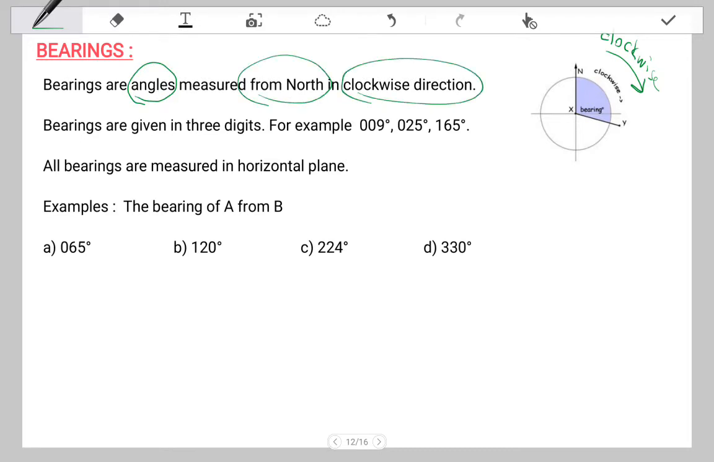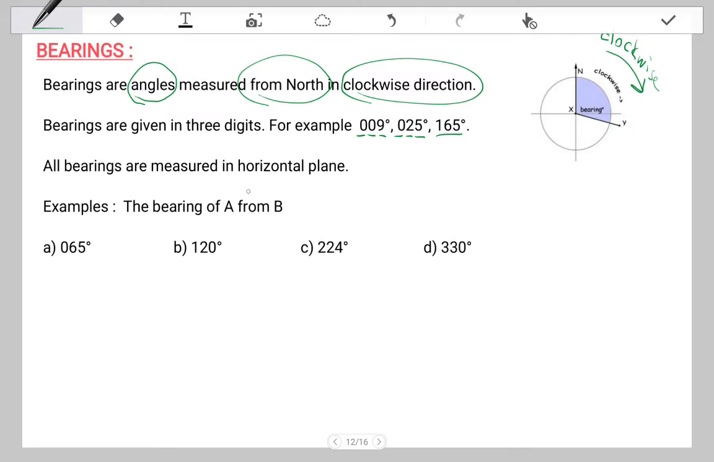These are the three main important pieces of information about bearings. Bearings are given in 3 digits. For example, if we are talking about 9 degrees, we don't write only 9. We write 009. We complete 3 digits by zeros. If we are talking about 25 degrees, for example, we write the bearing as 025. Or if it is already 3 digits, no need to write any extra zero in front of it.